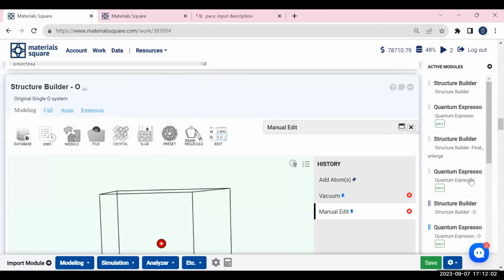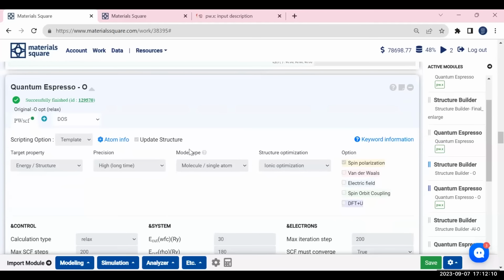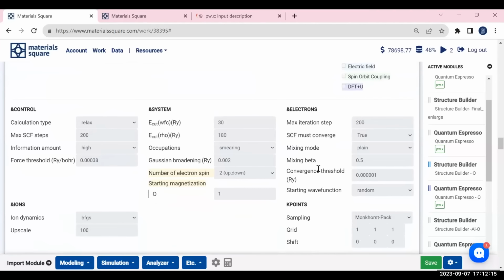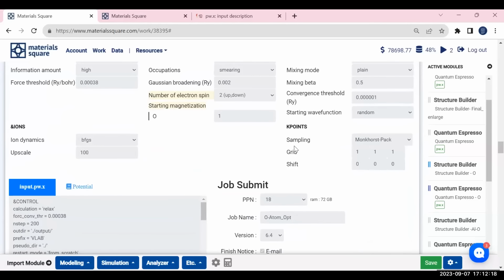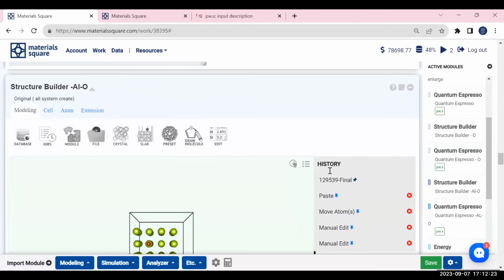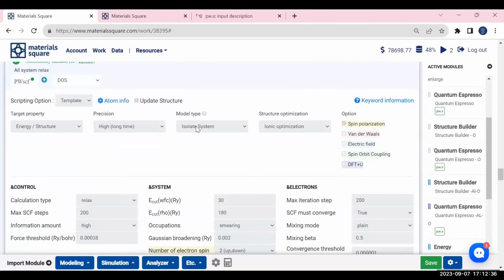So we have built the single oxygen, and then we applied the DFT calculation for the single oxygen, and we have kept the same default values, and we submitted the result. After that, we have achieved the optimization energy. So the next one, we have to copy paste. You have to copy the single oxygen onto the top of aluminum surface, and you have to do again the similar DFT calculation. And this is how the DFT calculation is: isolate system, ionic optimization, spin polarization.